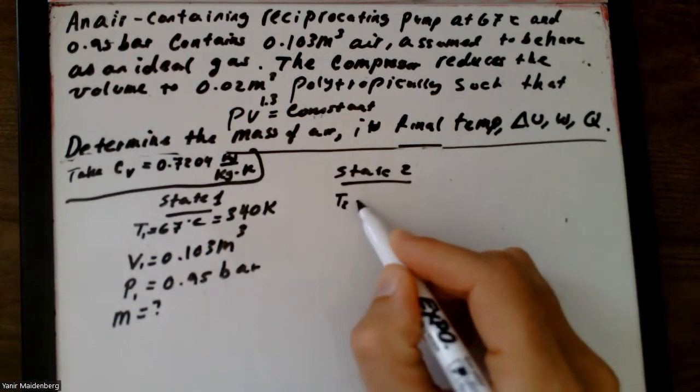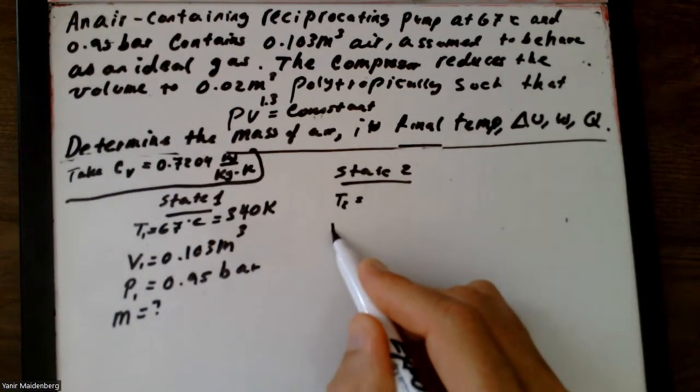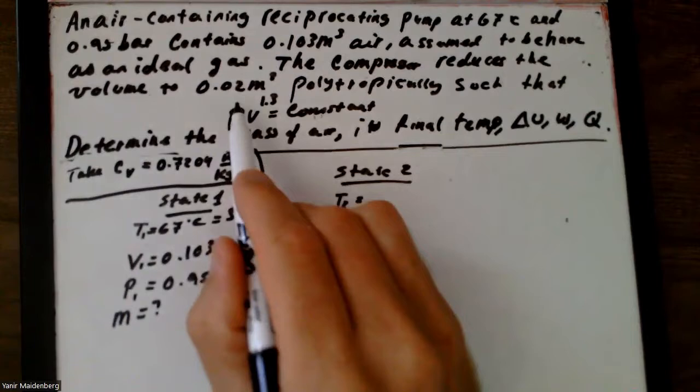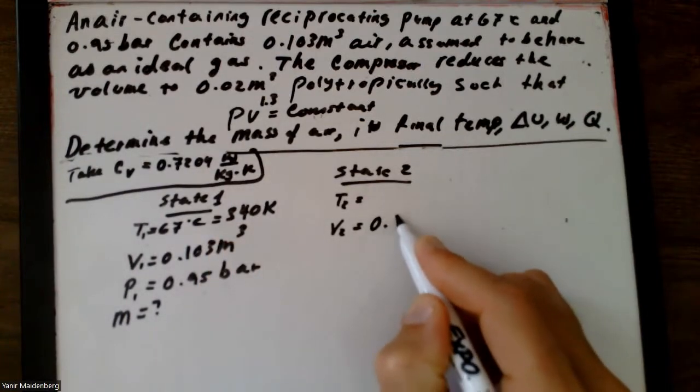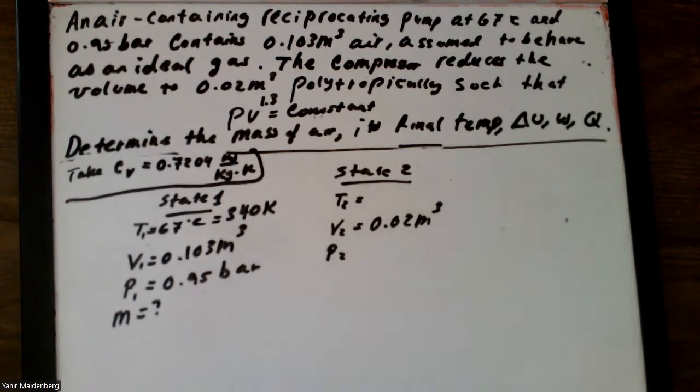I'm going to have T2, which I don't have. I'm being asked for that: the final temperature. I know the final volume. That was nice of them. They gave me that. That's 0.02 meters cubed. I do not have the final pressure. And again, the mass is the same.